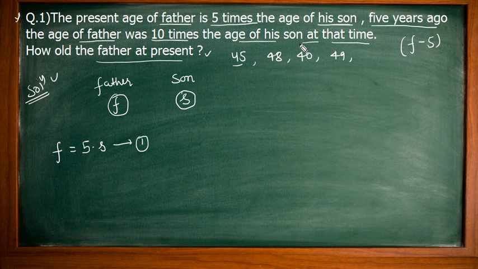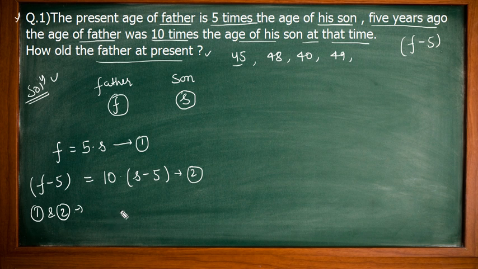So guys, 5 years ago, the age of father was 10 times the age of his son. So if the present age of the father is F, then 5 years ago it will be F minus 5. F minus 5 will be equal to 10 times the age of his son, so it will also be S minus 5 because 5 years ago. So this is your equation number 2. And guys, solve both the equations 1 and 2.